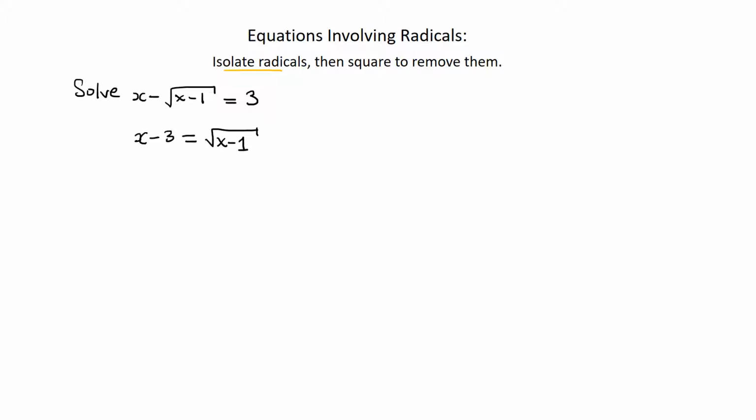Next, I'm going to square both sides of my expression to get rid of my radical sign. This gives me x minus 3 squared is equal to the square root of x minus 1, all squared. So I end up with x minus 1. So x minus 3 squared is equal to x minus 1.